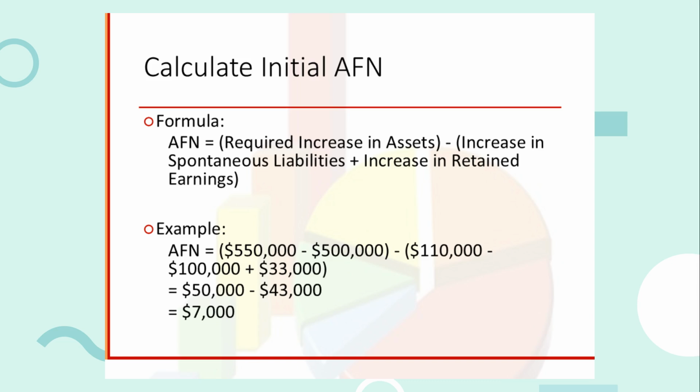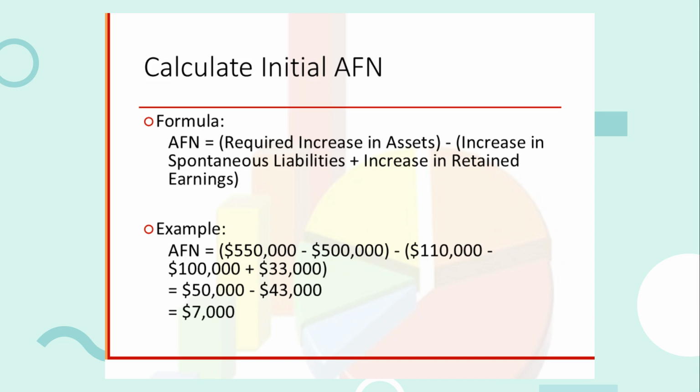Calculating initial additional funds needed. AFN equals the increase in total assets minus the increase in spontaneous liabilities minus the increase in retained earnings. Use the AFN formula to estimate the additional funds needed.